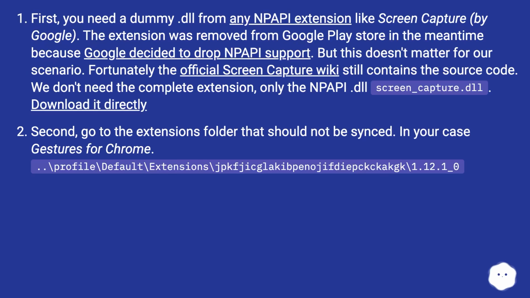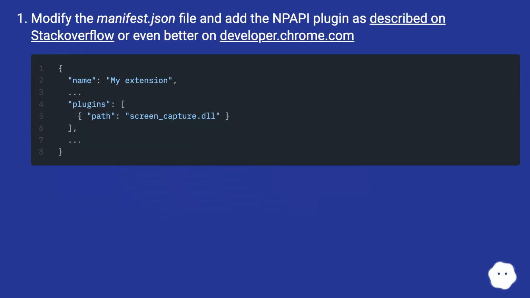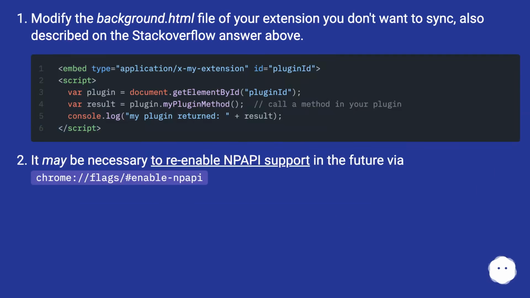Download it directly. Second, go to the extensions folder of the extension that should not be synced. In your case, Gestures for Chrome: ../profile/default/jpkfiglakev-pinajibgibcock/1.12.1_0. Modify the manifest.json file and add the NPAPI plugin as described on Stack Overflow or even better on developer.chrome.com. Modify the background.html file of the extension you don't want to sync, also described in the Stack Overflow answer above.